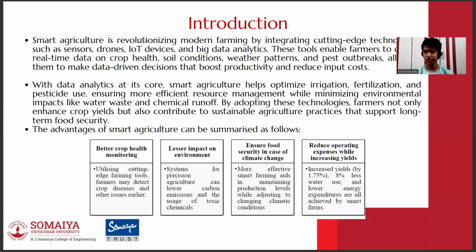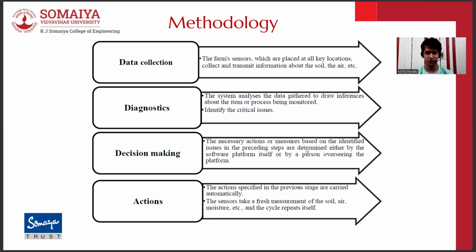So smart agriculture is basically revolutionizing modern farming by integrating cutting-edge technologies and making use of devices such as sensors, IoT devices, and big data analytics. The advantages of smart agriculture are better crop health monitoring, lesser impact on the environment, ensuring food security in case of climate change, and reducing operating expenses while increasing yields.